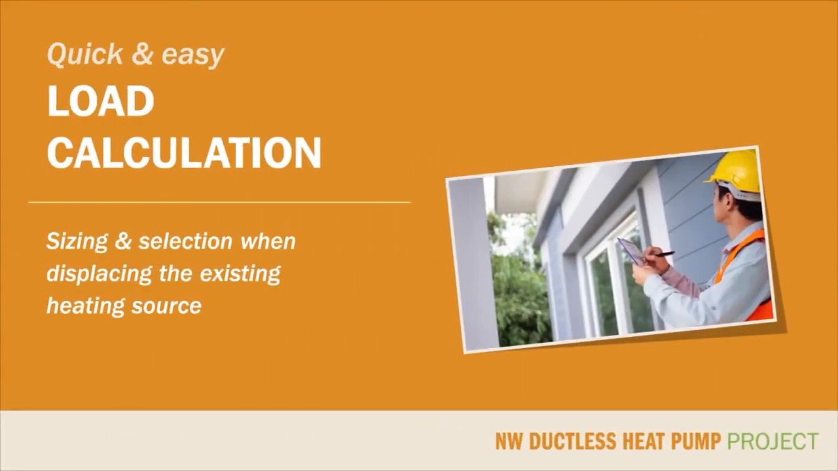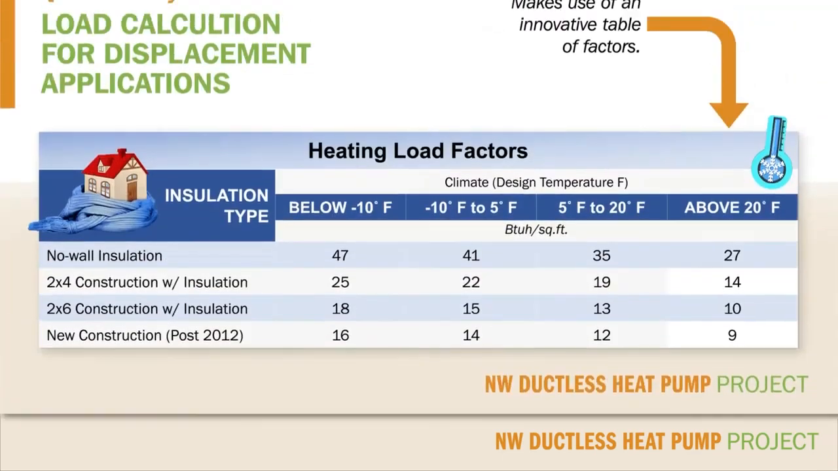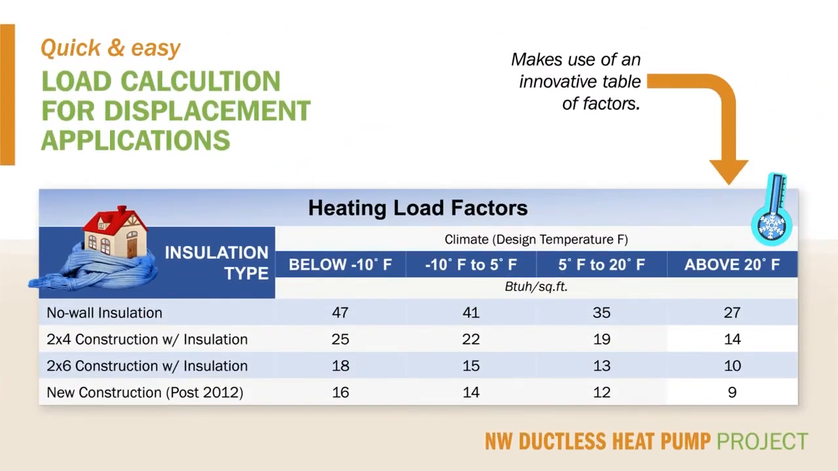Now, let's talk about how to calculate the heating requirement for the main living area and choose the right capacity ductless heat pump for maximum displacement of the electric resistance heat. The quick and easy load calculation method for displacement applications was developed by the Northwest Ductless Heat Pump Project to aid contractors in selecting and sizing equipment with the benefit of a load calculation.